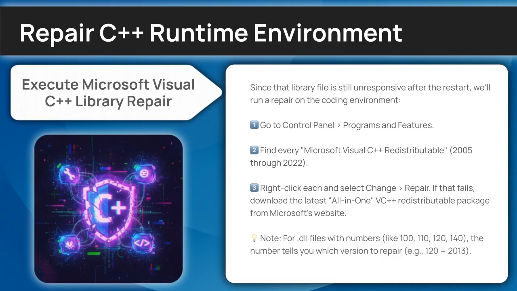Since that library file is still unresponsive after the restart, we'll run a repair on the coding environment. First, go to Control Panel, then select Programs and Features. Second, find every Microsoft Visual C++ Redistributable, 2005 through 2022. Third, right-click each and select Change, then select Repair.